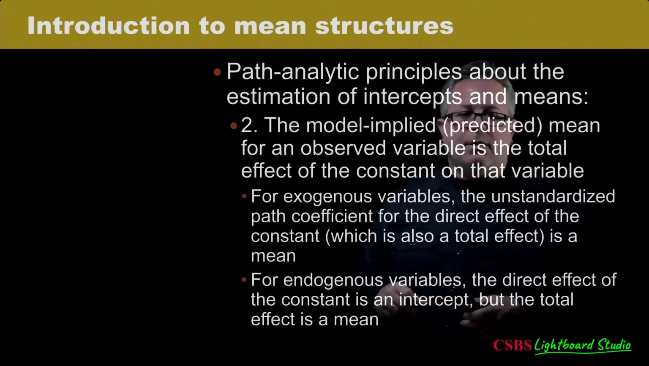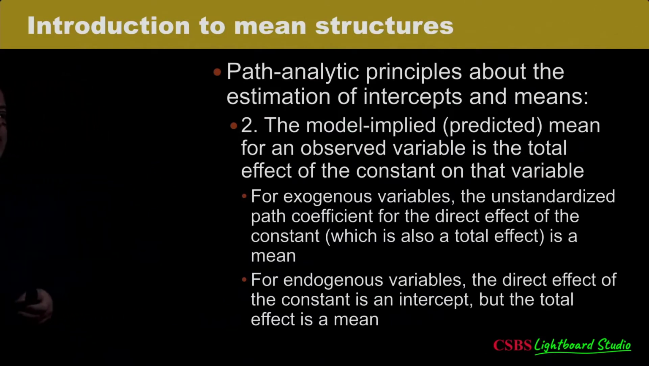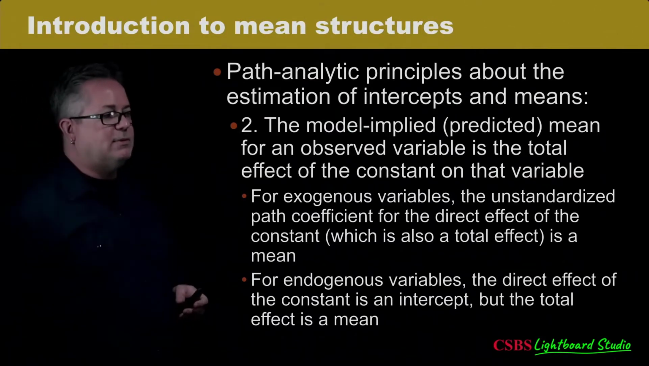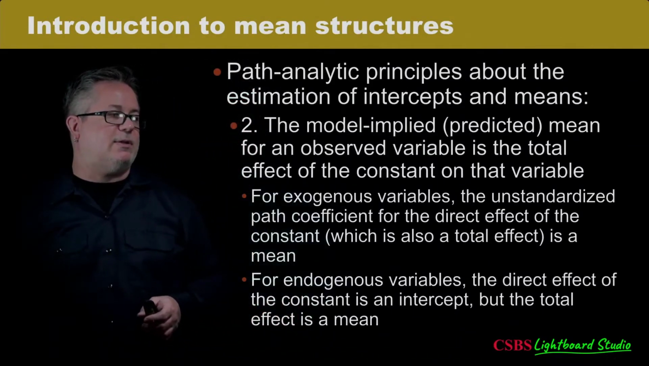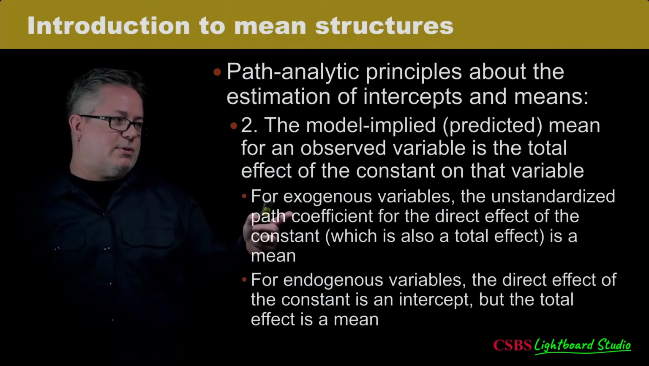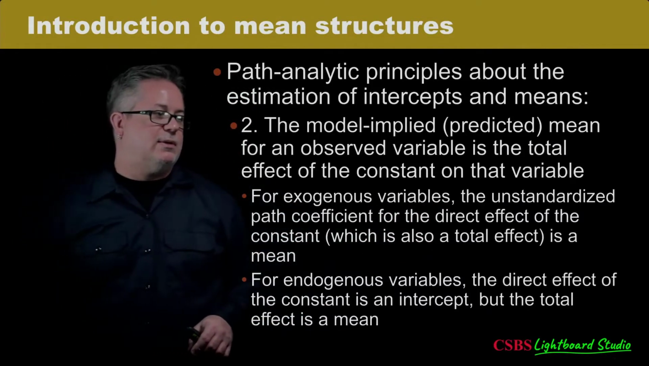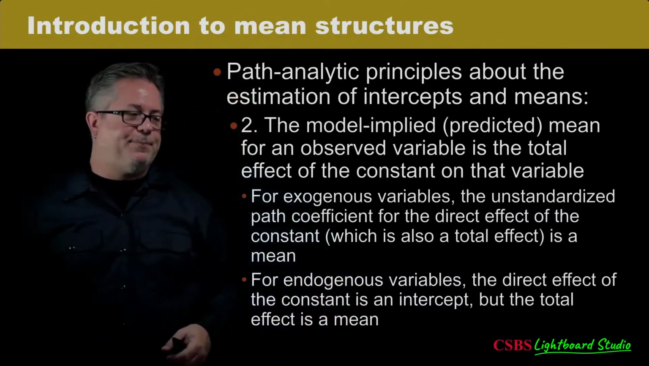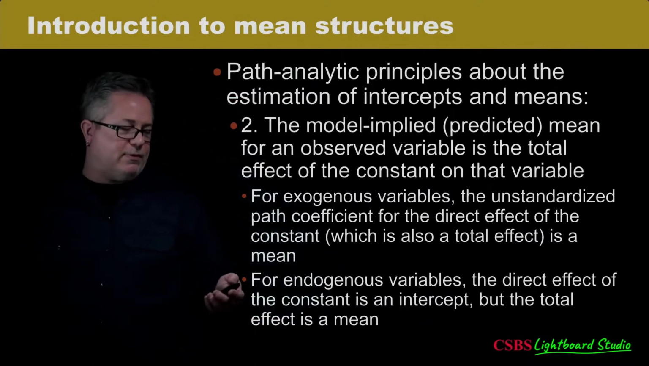So the model implied or predicted mean for an observed variable is the total effect of the constant on that variable. For exogenous variables, it's easy because the direct effect is the total effect. There's no other effect. So the unstandardized path coefficient for the direct effect of the constant is the mean, all by itself. For endogenous variables, the direct effect of the constant is an intercept, but the total effect is the mean.